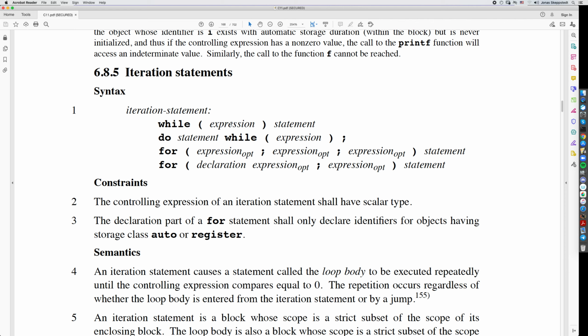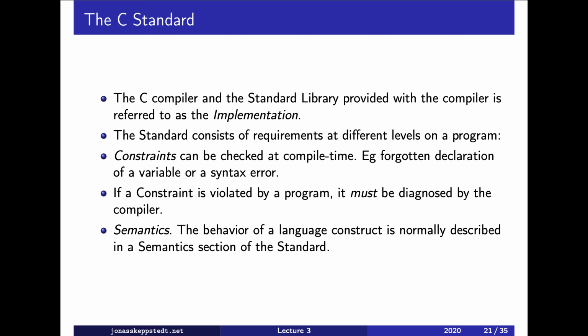If we write the name of an array here, you may say that's not a scalar type. But it's actually possible, since this array name will be converted to a pointer at this point. So it's still a scalar type. Okay, so the constraints must be checked, but there are other problems in the program which need not be checked. For instance, divide by 0 or using an invalid pointer.